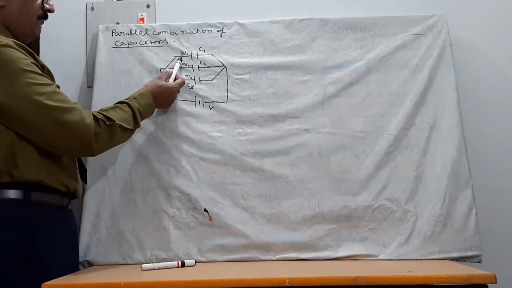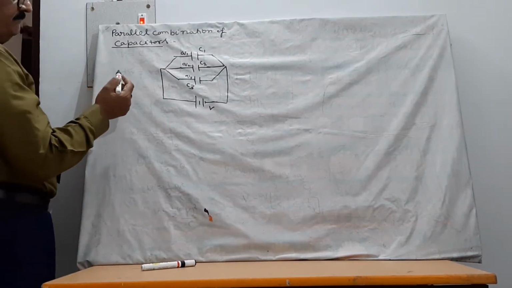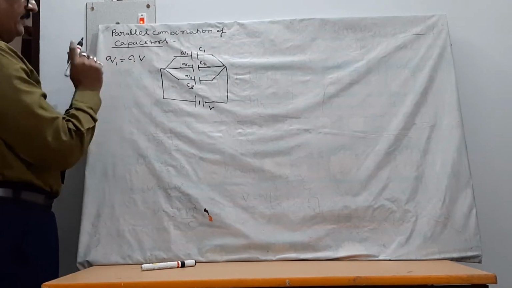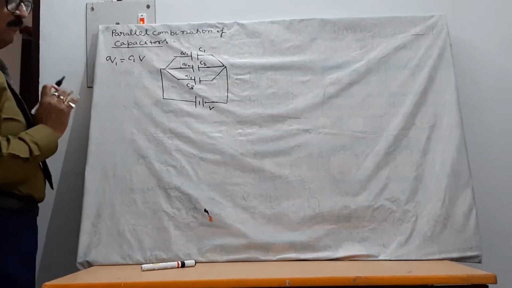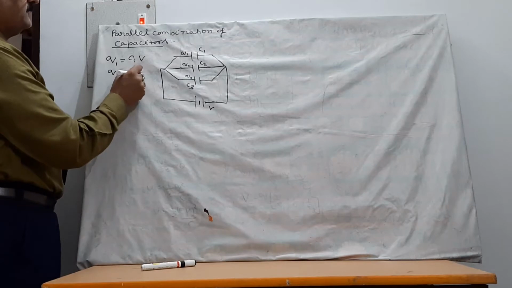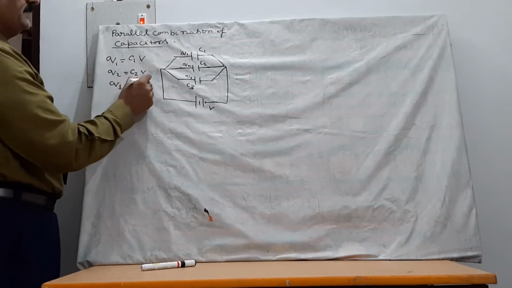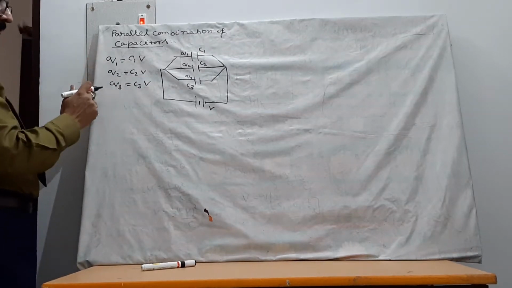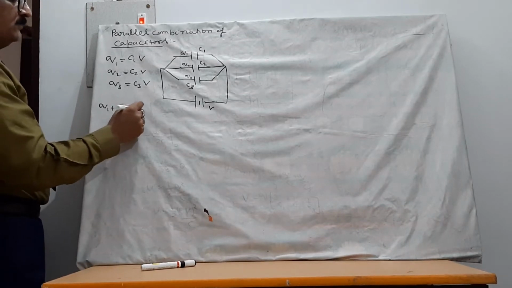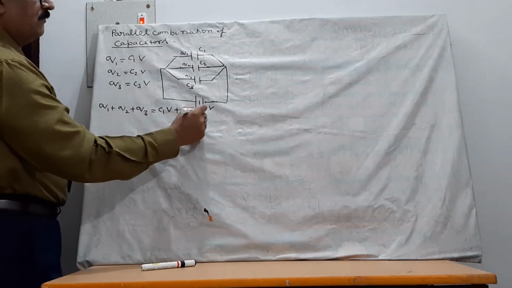Charge on capacitor one is Q1, another is Q2, another is Q3. Then Q1 will be equal to C1 into V. Since they are connected in parallel, therefore potential difference will be the same. Q2 will be equal to C2 into V. Q3 is equal to C3 into V. If you add all these three equations, Q1 plus Q2 plus Q3 is equal to C1V plus C2V plus C3V.